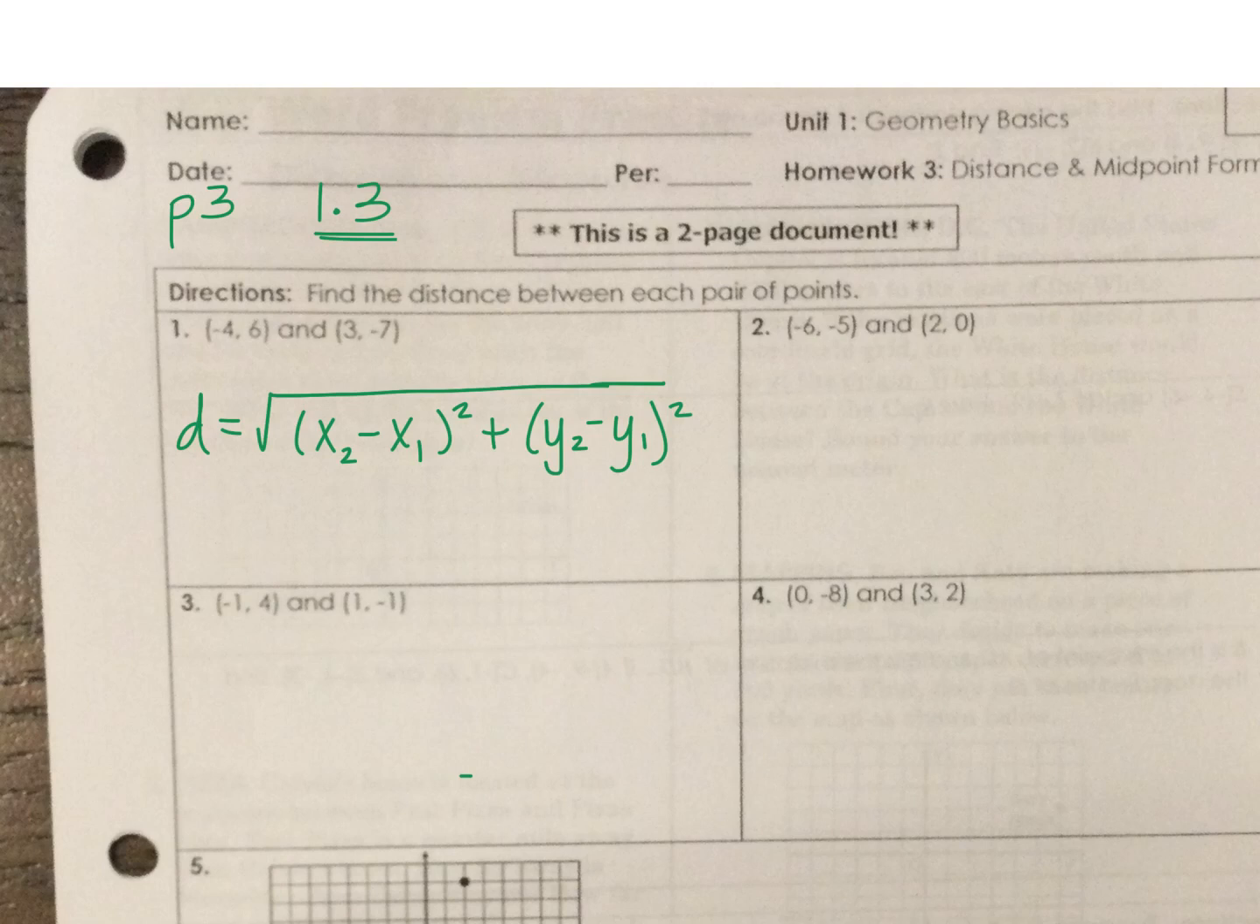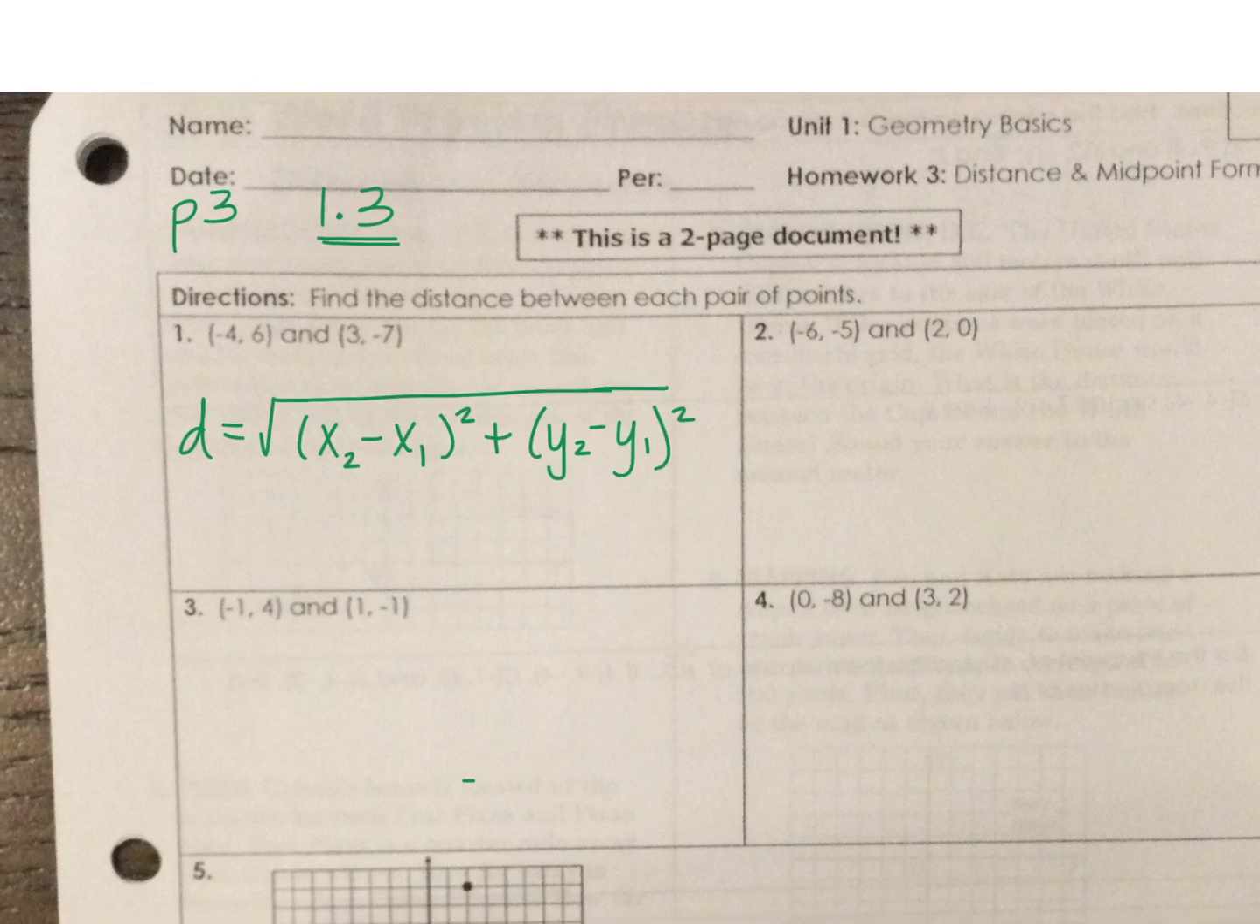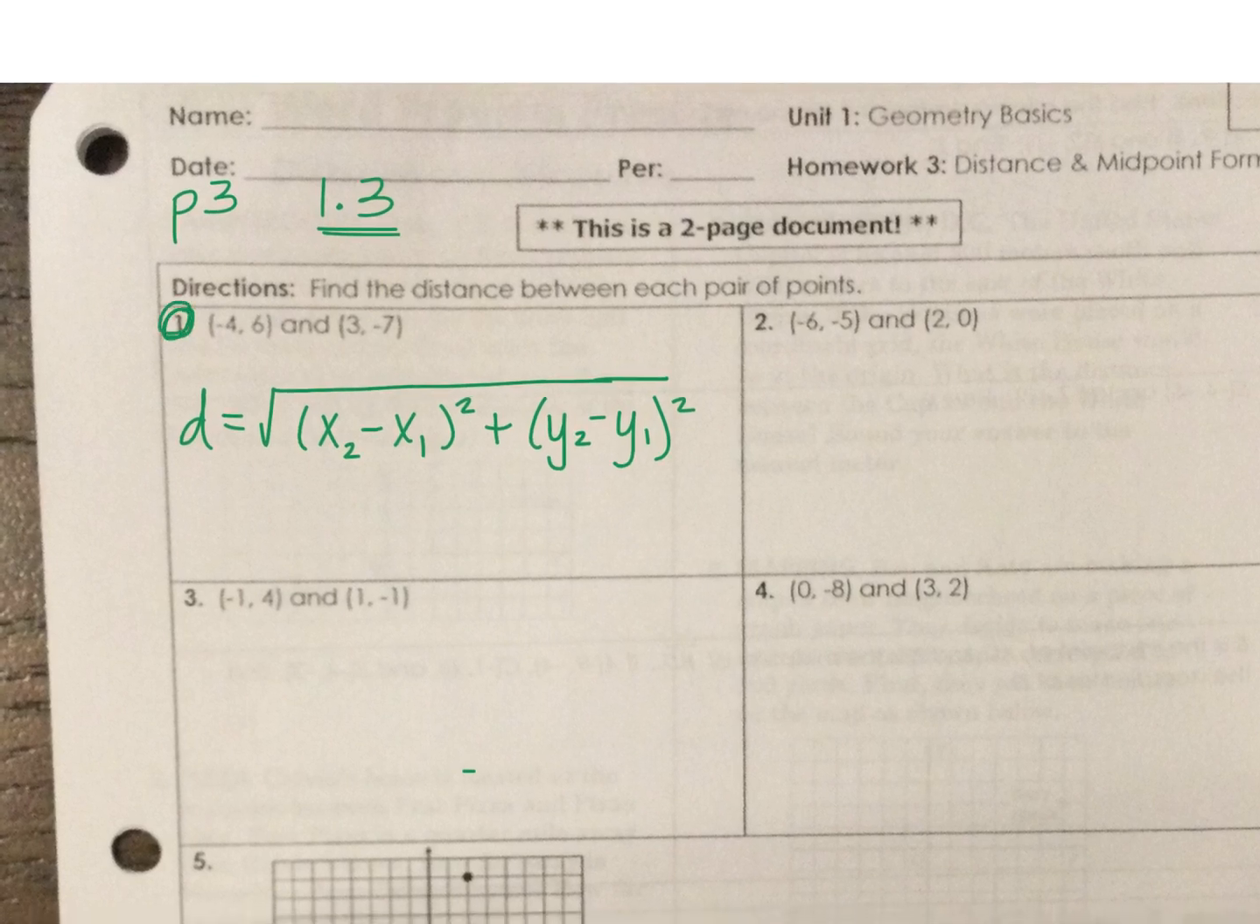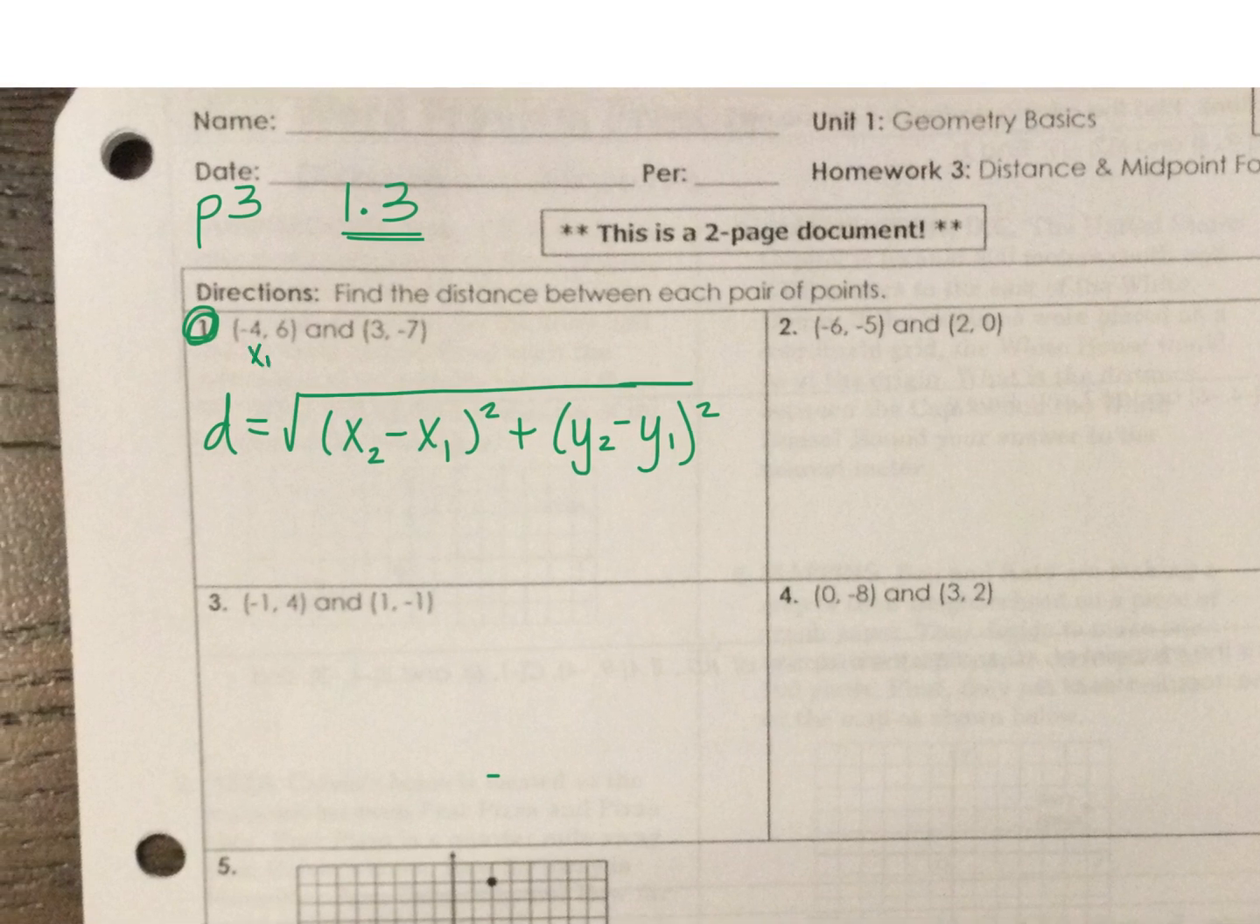This is page 3 of your 1.3 notes. First, we're going to do practice from what we did the day before. I would like for you to do number 1. The first thing you're going to do is label this guy: X1, Y1, X2, Y2. And it says to find the distance. So you're going to use this distance formula, plug it in, and figure out what it is. You're going to have an exact answer, which will be under the square root sign, and then you'll square root it and get an approximate answer that'll have a decimal in it.